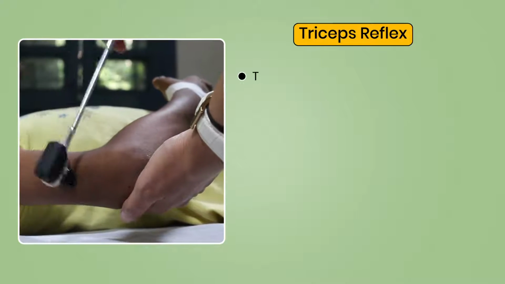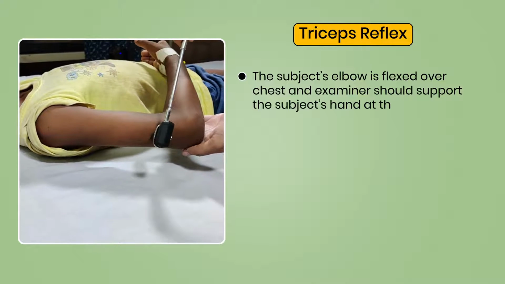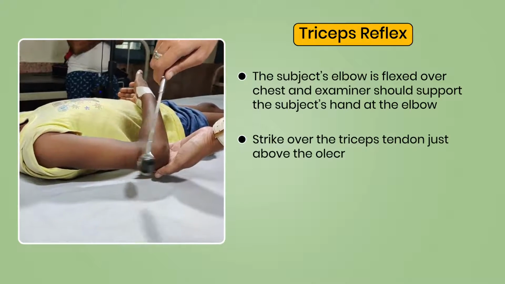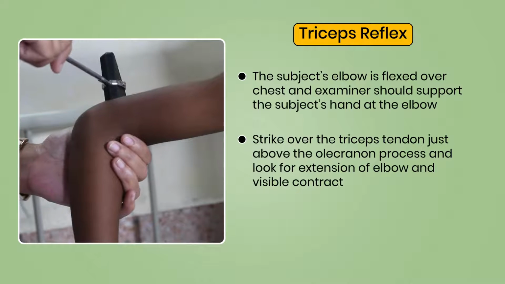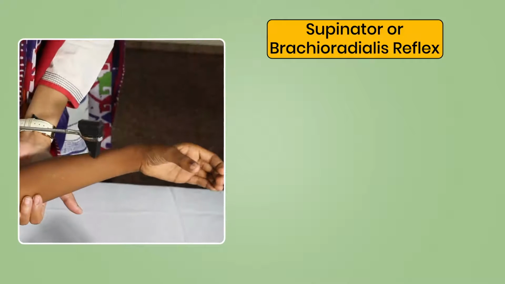Observe the flexion at elbow and visible contraction of biceps muscle. Triceps reflex. The subject's elbow is flexed over chest and examiner should support the subject's hand at the elbow. Then strike over the triceps tendon just above the olecranon process and look for extension of elbow and visible contraction of triceps muscle.